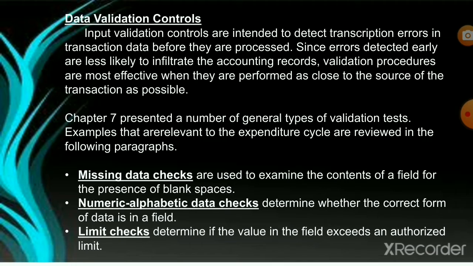So, yung ganun. Next is numeric alphabetic data checks. Dito, determine whether the correct form of data is in the field. So, for example, the quantity field in the purchase order should not contain alphabetic data. As with blanks, alphabetic data in a numeric field may cause serious processing errors.